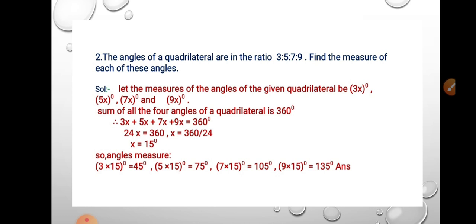After solving this we get the value of x. So here we get x is equal to 15 degrees. So the angles are: the first angle is 3 into x, that is 3 into 15, which is 45 degrees. The second one is 5x, that means 5 into 15 is equal to 75 degrees. The third one is 7x, that is 7 into 15 is equal to 105 degrees. And the fourth one is 9x, that is 9 into 15 is equal to 135 degrees. That's your answer.